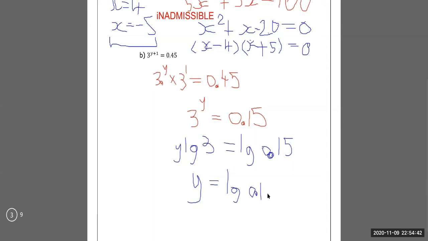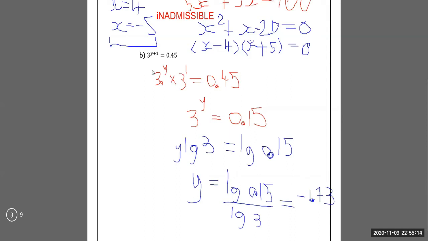And what do we get? Divided by log 3, we get negative 1.73. Negative 1.73, yes, sir. Sir, it's a long number: 1.726833028. Okay.